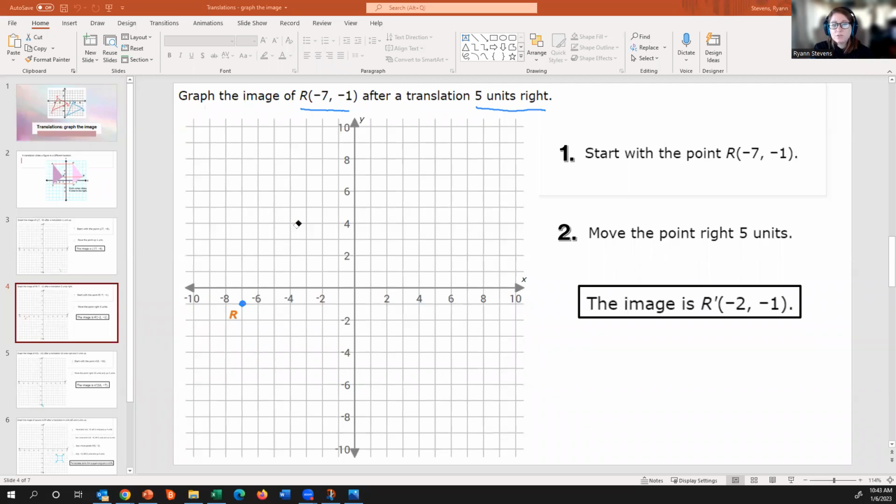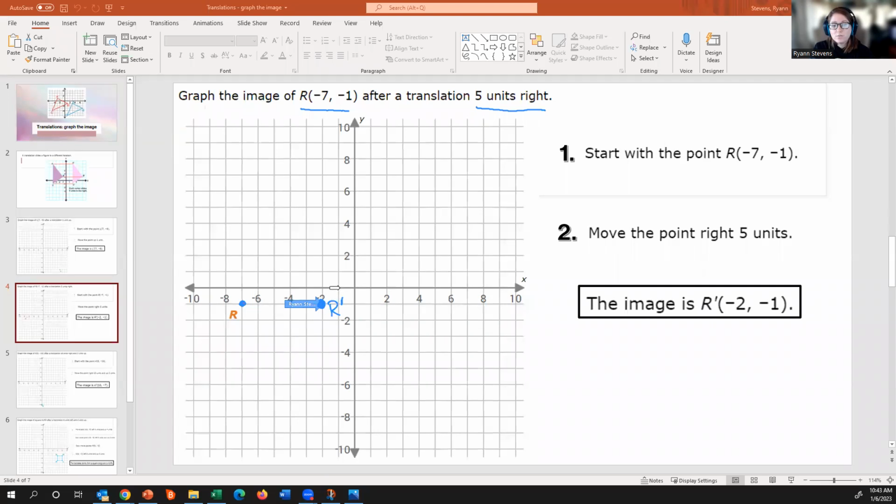And then what we want to do is take this point and move it 5 units to the right. So from here, we're going to go over 1, 2, 3, 4, 5 places. And that's where our point is going to go now. This is our image. Once we have those points, we can figure out where our new ordered pair is.